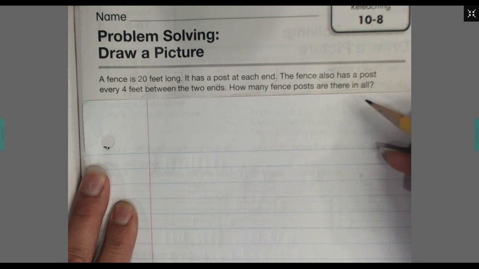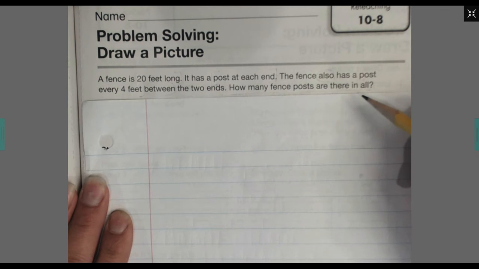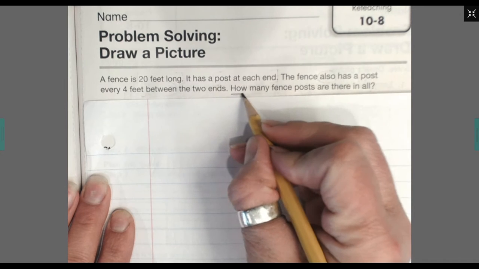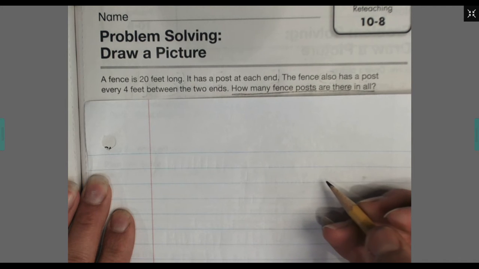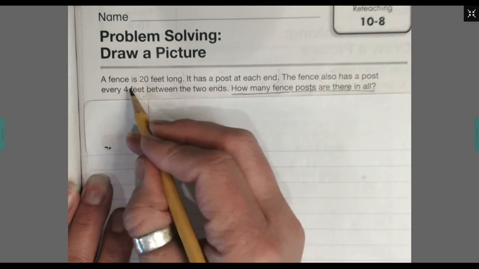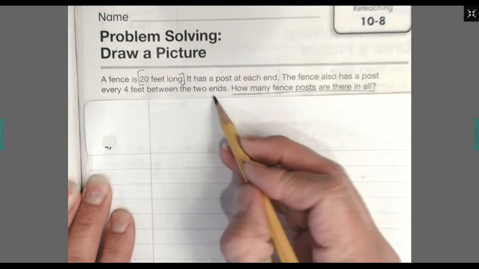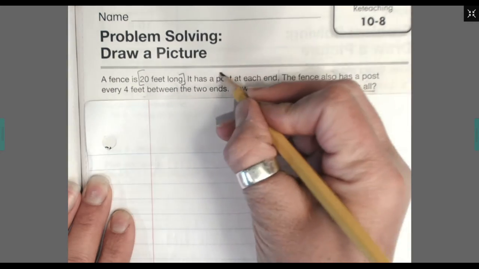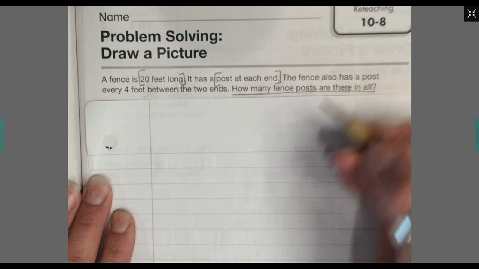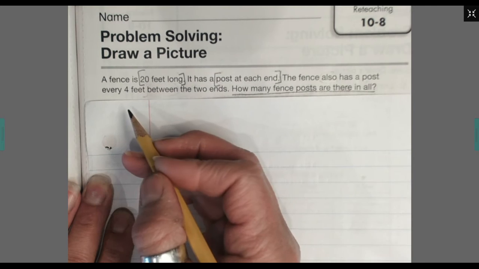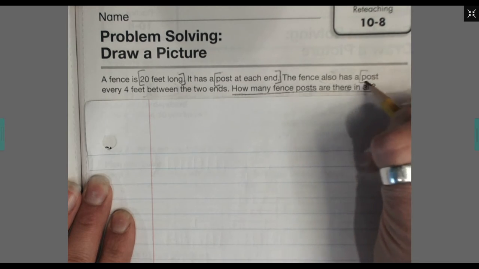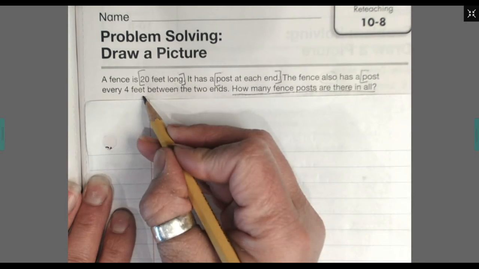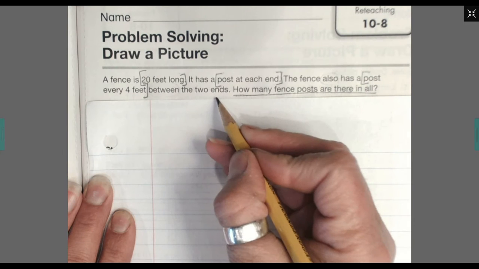So after I read, we're going to go through and do those 3 things that we need to do. One of them being underlining the question. Second one being bracketing important information. A fence is 20 feet long. It has a post at each end. The fence also has a post every 4 feet between the two ends. So there's a post every 4 feet between the two ends.